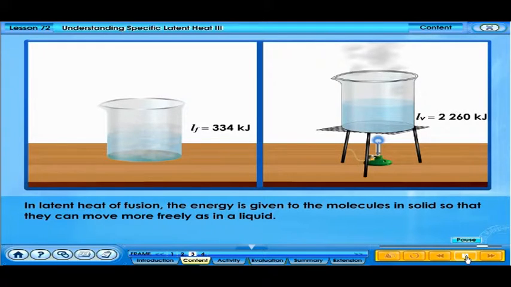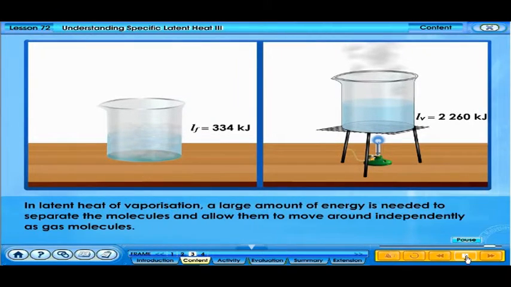In latent heat of fusion, the energy is given to the molecules in solid so that they can move more freely as in a liquid. In latent heat of vaporization, large amounts of heat energy is required to separate the water particles far apart to convert it to the gaseous state.